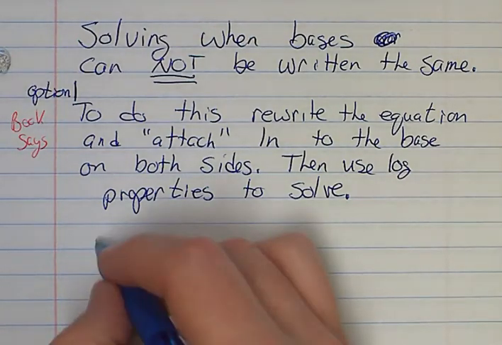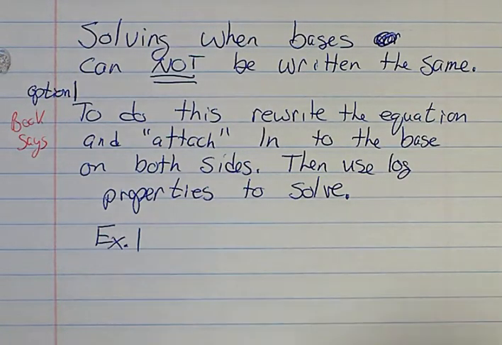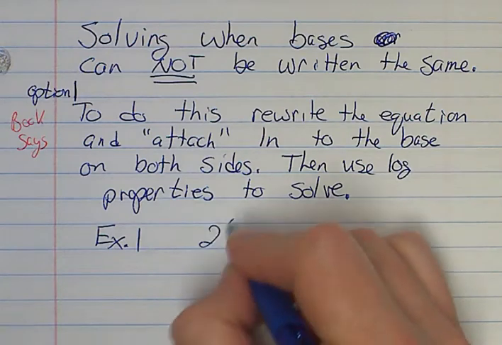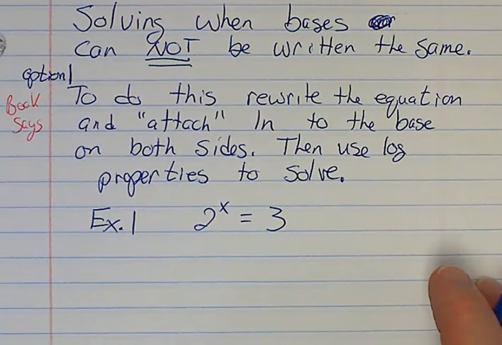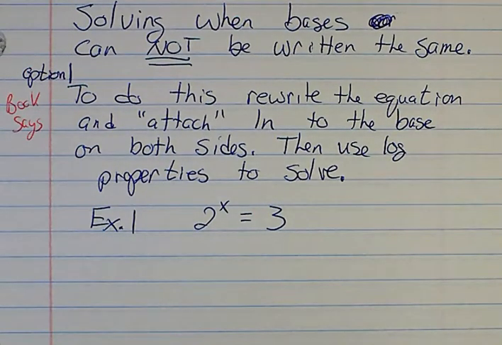Great. Let's show you an example of what they would do. Again, this is how the book would tell you to do this problem, and we're going to show you a whole lot faster, easier way to do this. Alright, so here you go. We're doing 2^x equals 3.